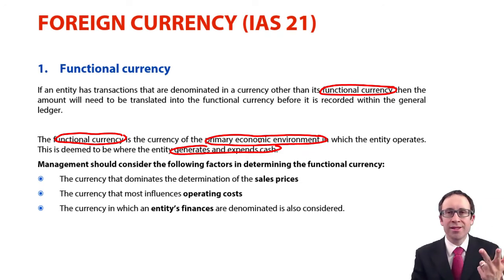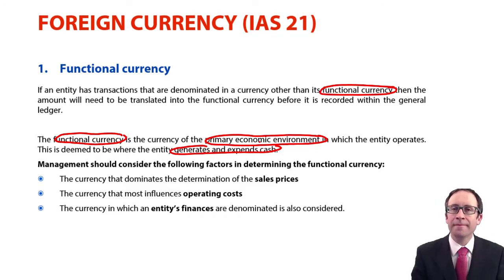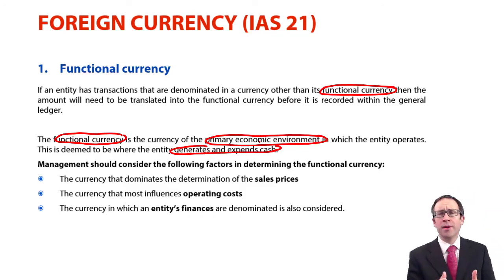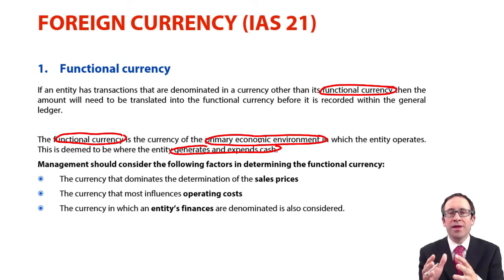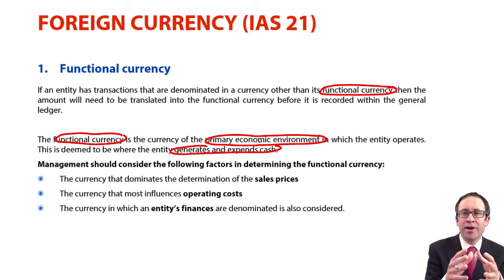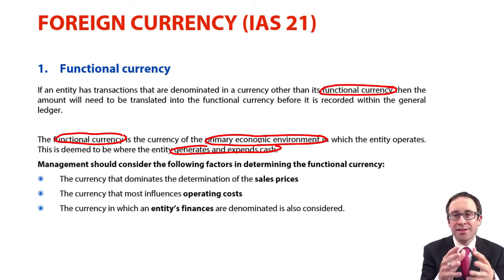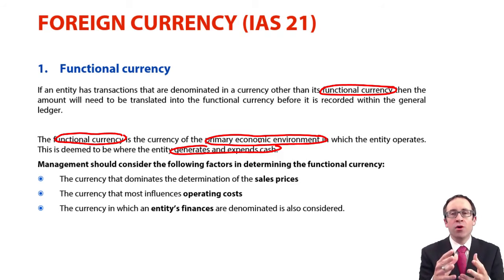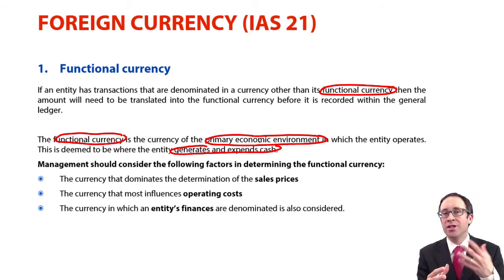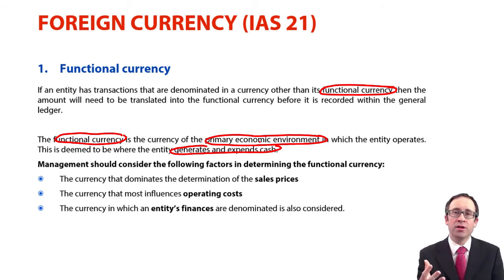But, you know, France, Germany, Italy all trade in the euro, don't they? Okay. So it could be that this Swiss company, even though it is based in Switzerland, might have the euro as the functional currency. Why? Because that's the currency of the primary economic environment where it's operating. That's where it tends to generate cash from its sales and expend cash on its purchases.